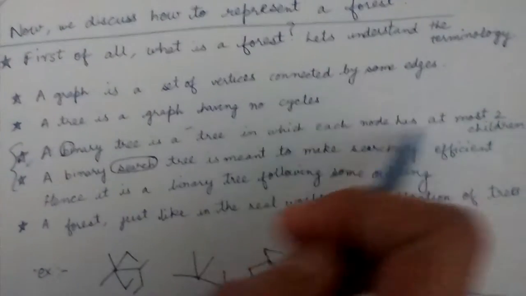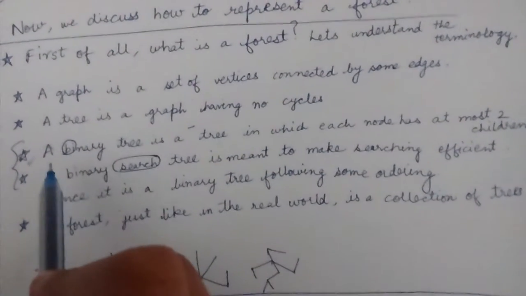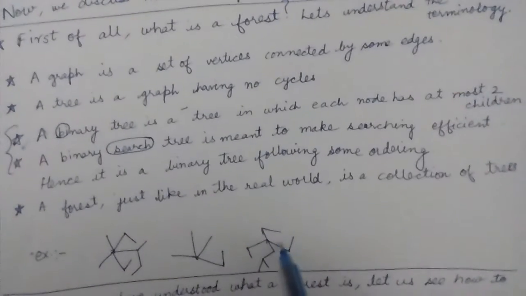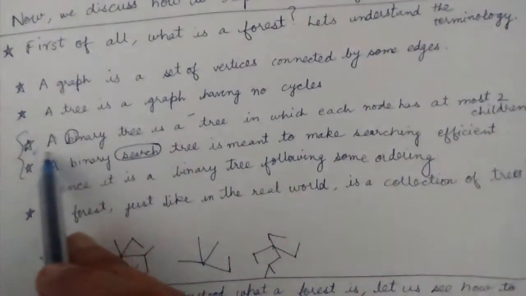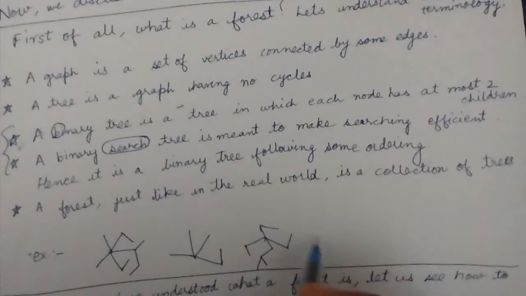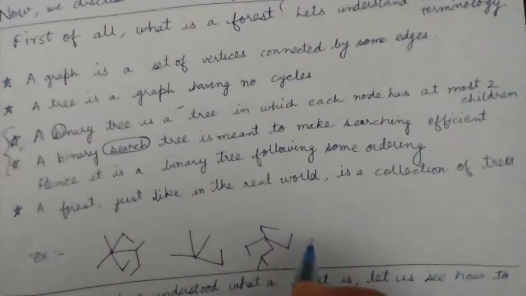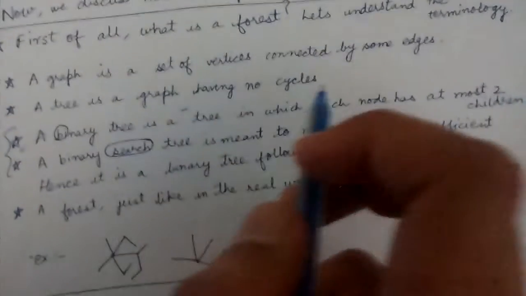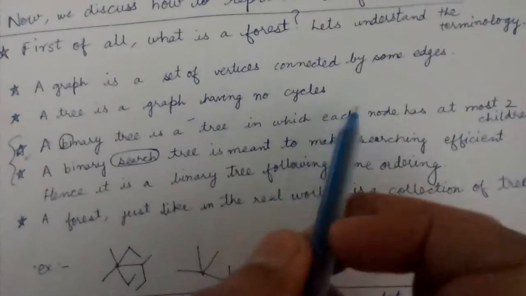A cycle is a closed path. That is something like this, a loop. So we start from one vertex and we come back to the same vertex if we follow that path. That is a cycle. So a tree is a graph having no cycles.